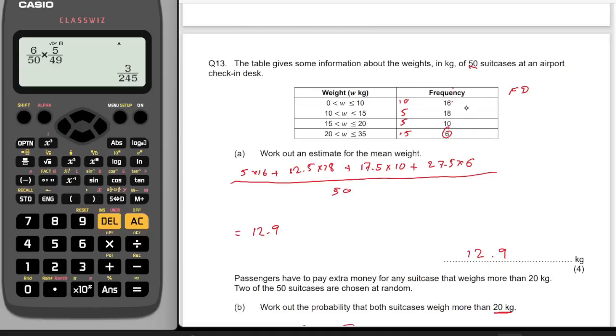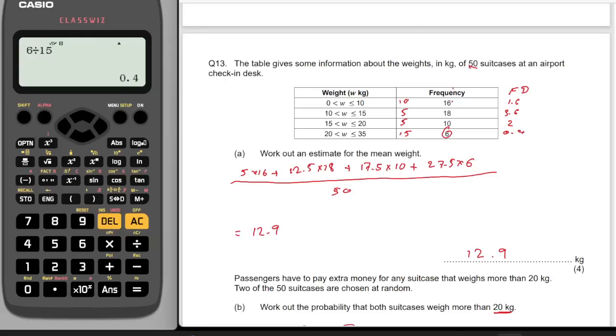So that's going to be 1.6. That's going to be 18 divided by 5 is going to give me 3.6. That's going to give me 2. And then 6 divided by 15 is going to give me 0.4.